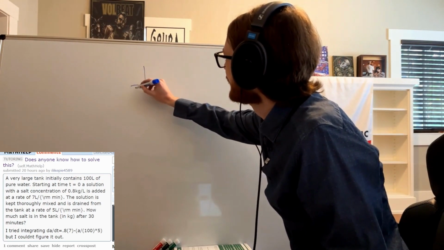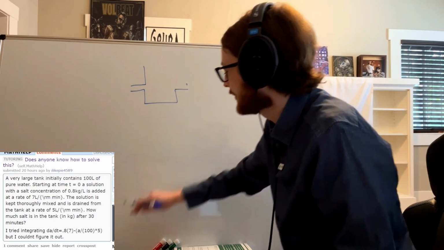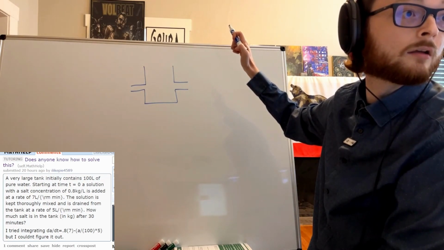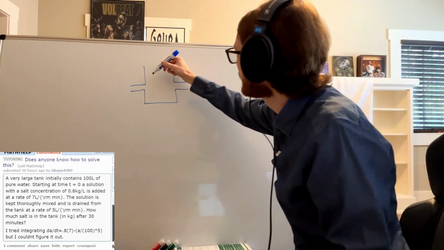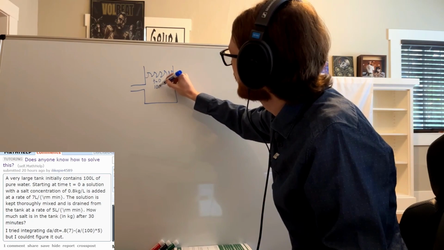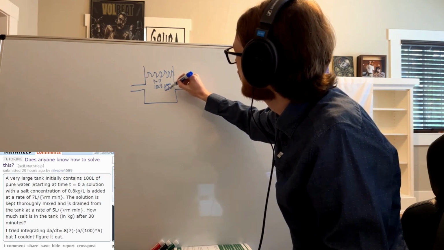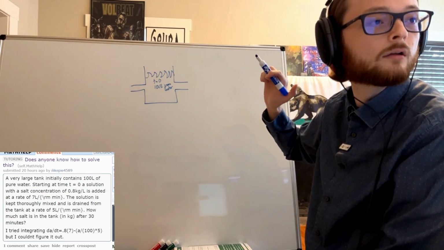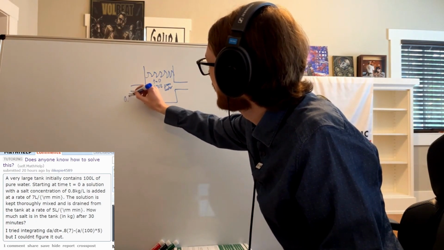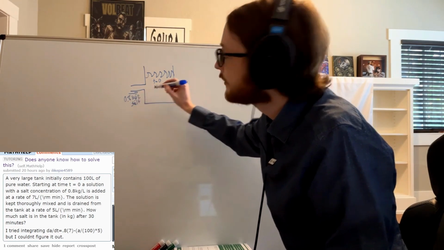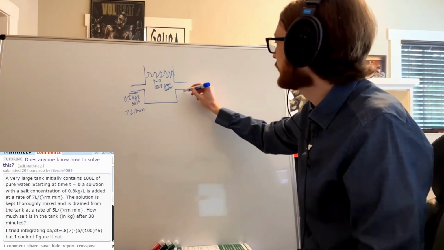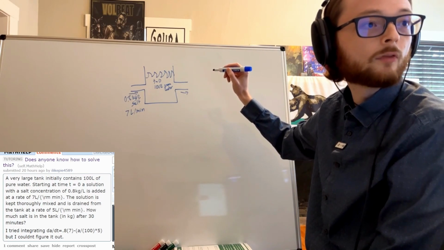So how we usually represent these problems is just with a simple drawing of a tank with an in and out pipe. The tank initially contains 100 liters of pure water. When t equals 0, we have 100 L of pure water. Then a salt solution, 0.8 kg per L of salt, is coming in at a rate of 7 liters per minute. And then coming out, we have the mixed solution at a rate of 5 liters per minute.